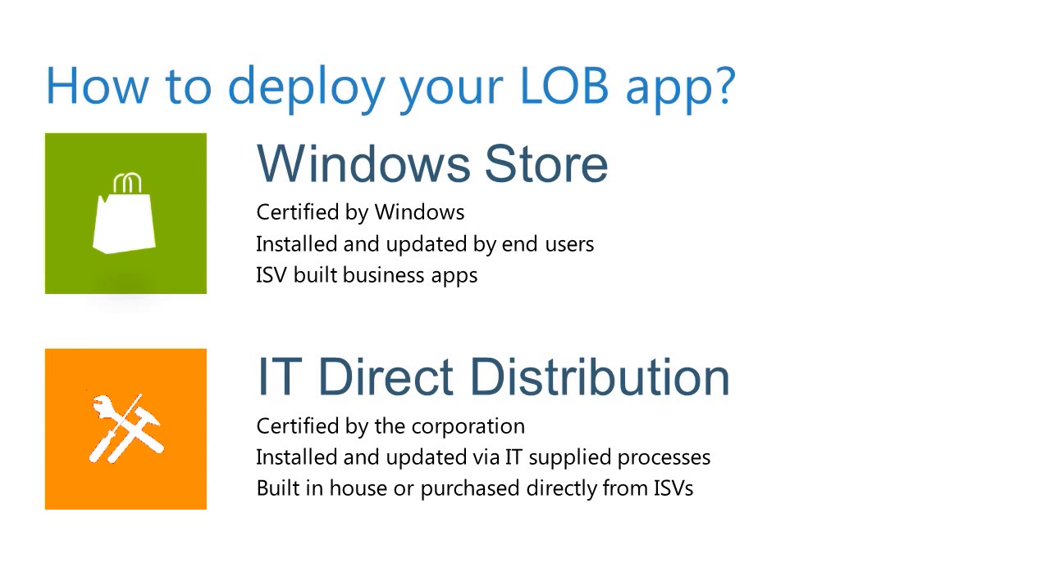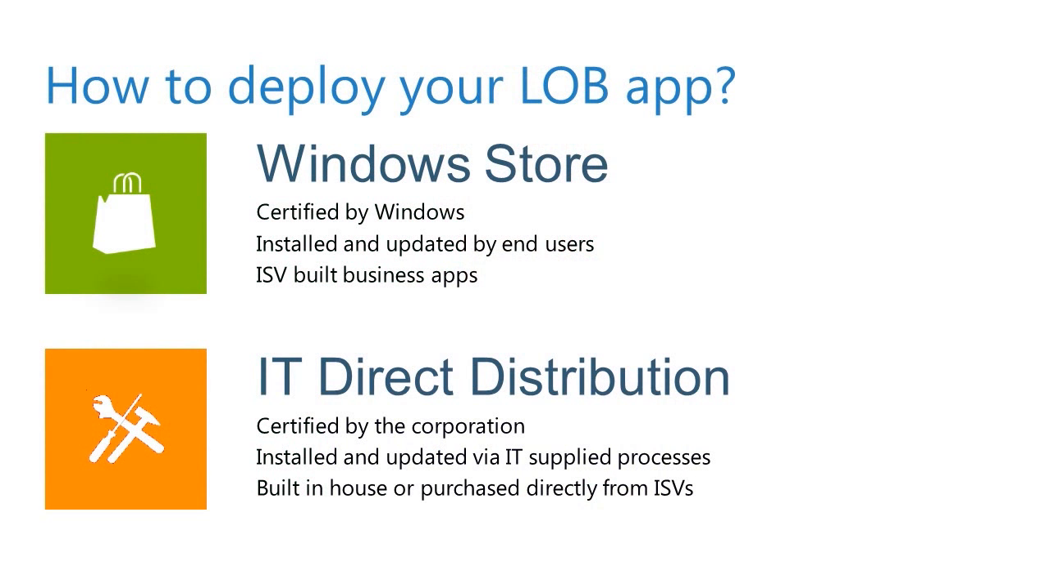Now that you saw how easy it is to deploy your app via IT Direct Distribution using PowerShell, let's do a quick recap of the options that you have for distributing your LOB app. The first option is via the Windows Store. In this case, the app is certified by Windows. It's an easy way for you as a developer to get your app available to all corporate users worldwide and to use the existing mechanisms that they have for installing and updating those apps.